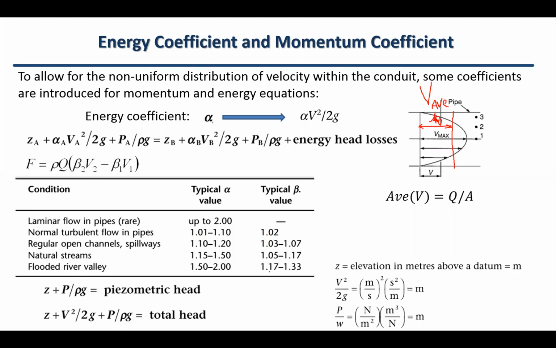And just bear in mind, if you don't have any detailed information, you can assume both coefficients, alpha and beta, are equal to 1. Okay, but if you have more information, you can use any of these coefficients as you like.